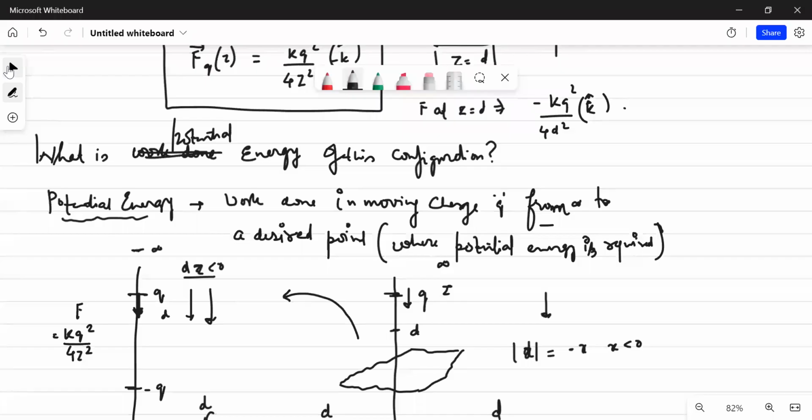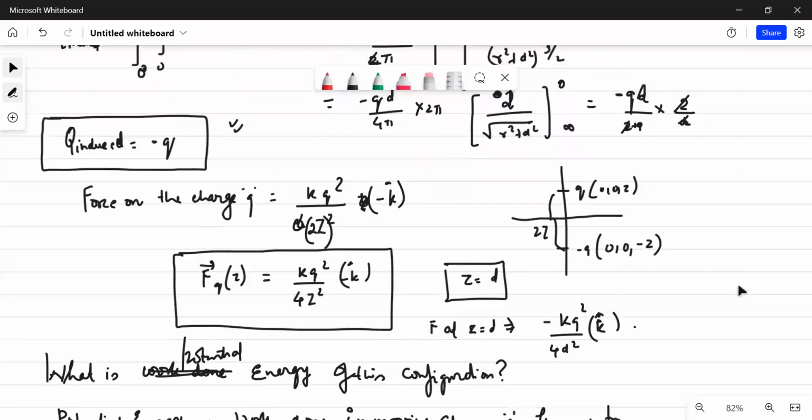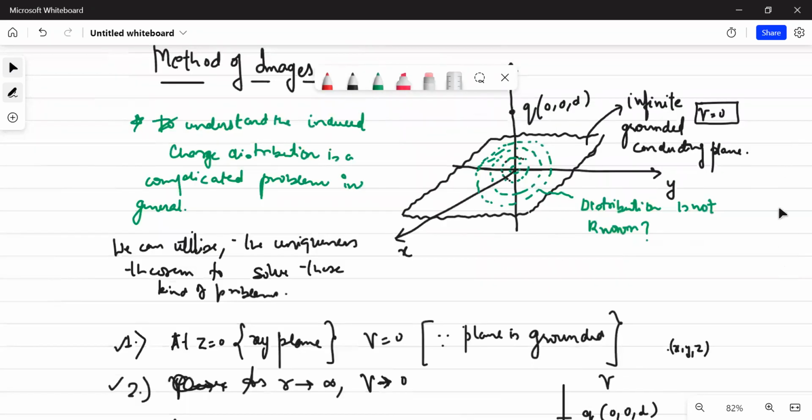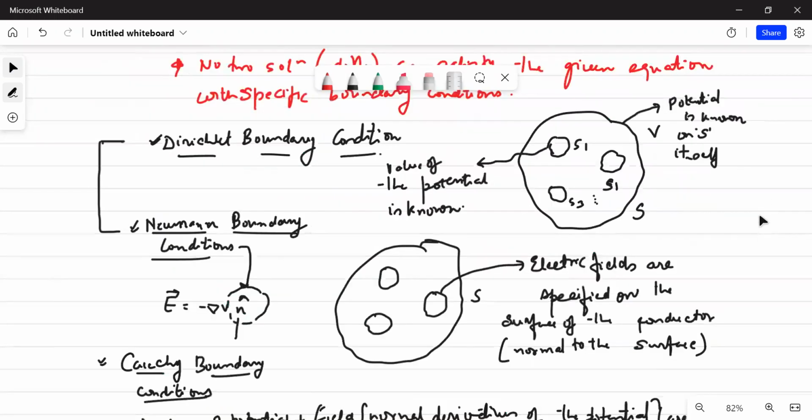Hello, in this lecture, we are going to continue with the method of images. We were discussing the method of images, and I told you already that this particular method is based on the uniqueness theorem, which we are going to discuss in detail later on. But right now, just have a gist of it.